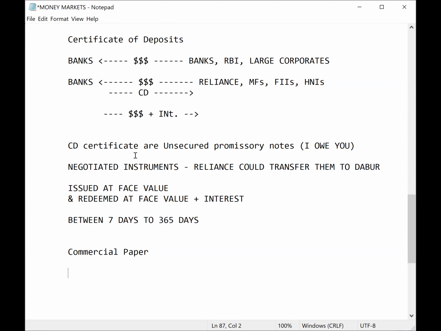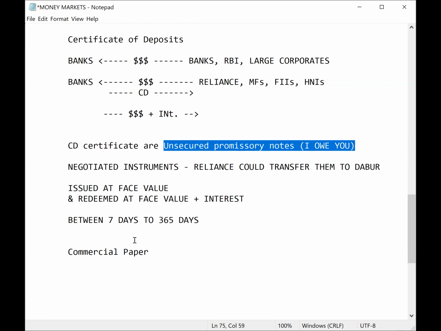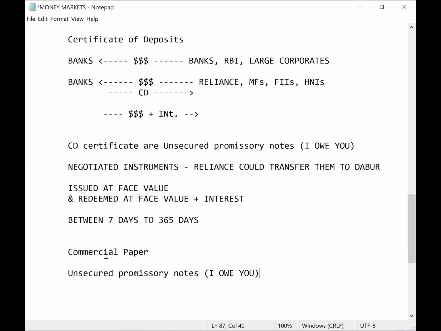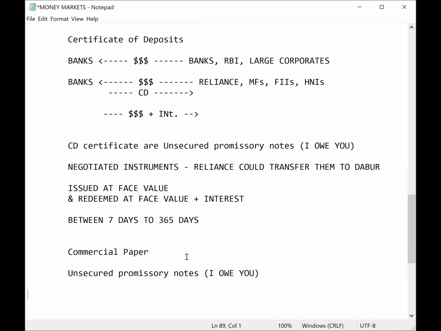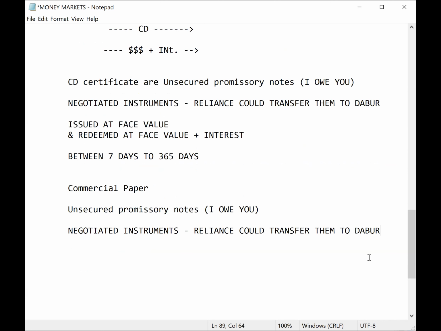Guys, commercial papers are also unsecured promissory notes. They are also negotiated instruments. But mostly these would be issued by corporates. Okay? So companies would be issuing them rather than banks.